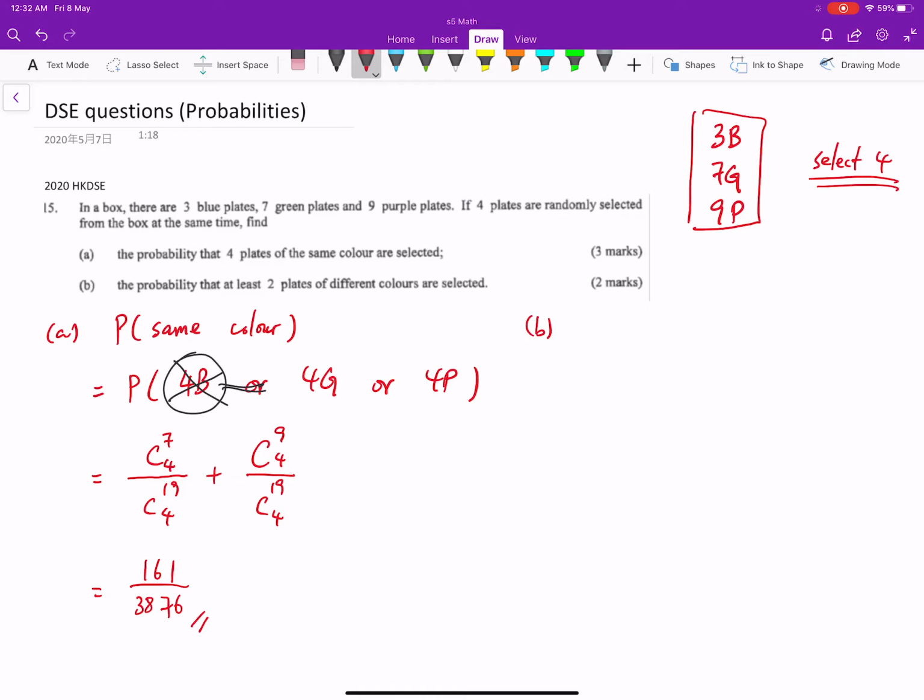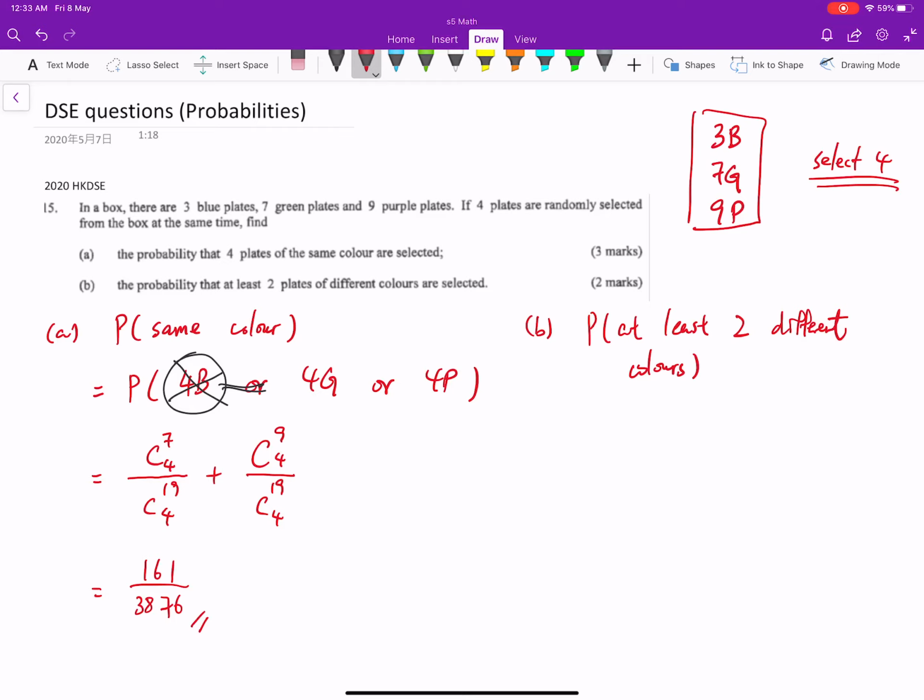Part B. Find the probability that at least 2 planks of different color are selected. Okay, it's quite complicated, the question. So P, at least 2 different colors. So you can have 2 colors or 3 colors, right? You won't have 4 colors because you just have 3 colors of planks, which are blue, green, and purple.